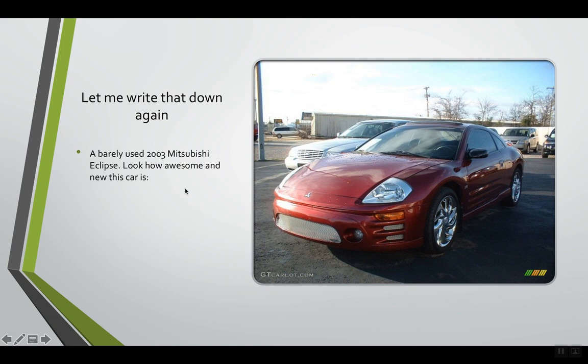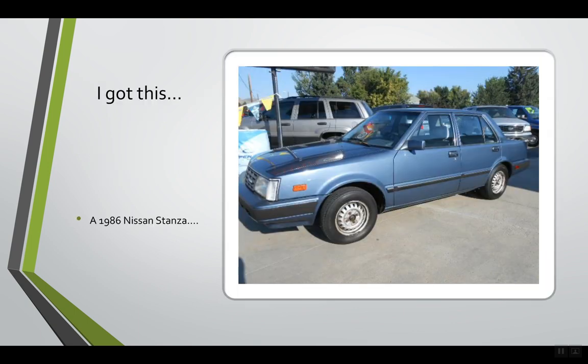So let me write that down again. A barely used 2003 Mitsubishi Eclipse. Look how awesome and new this car is. I got this, a 1986 Nissan Stanza. This is true, by the way. This is my first car back in 2003 and such.